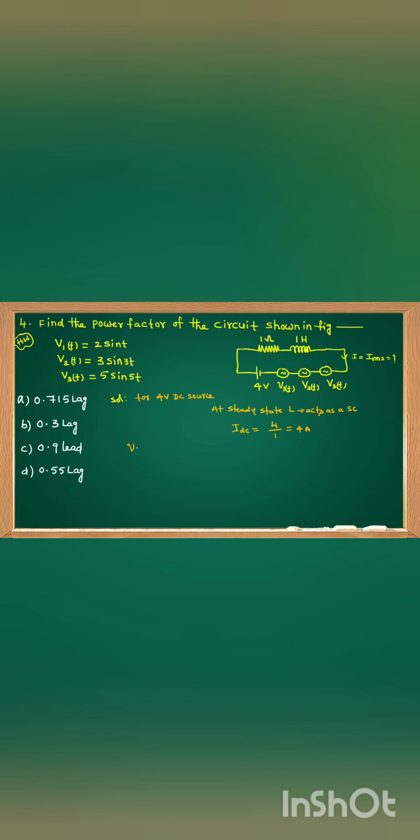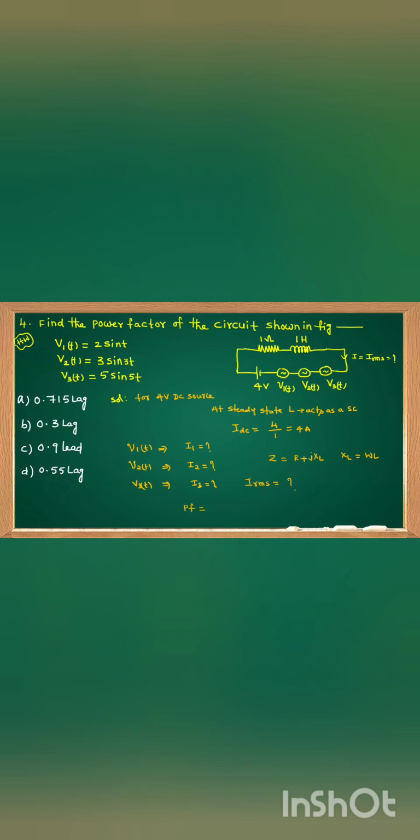Similarly, calculate for V1 of t, what is I1? V2 of t, what is I2? V3 of t, what is I3? Then you calculate the RMS values. What is Z here? R plus jXL. What is XL? Omega L. Once you calculate this, what is I RMS? But here the question asks, what is the power factor?